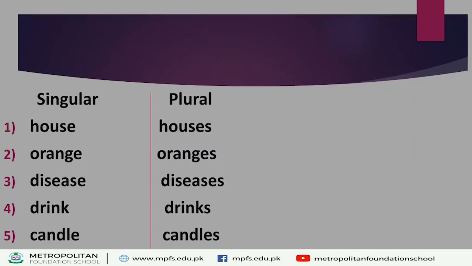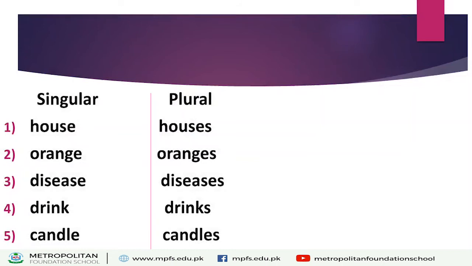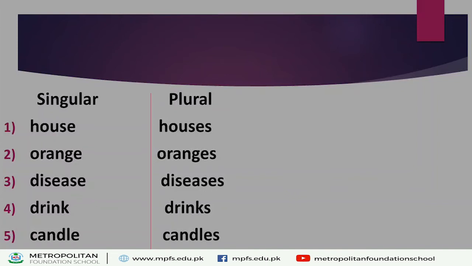The second one is A: You are not allowed to swim in the sea at night. B: Read the poem aloud so that all of us can enjoy it. In number 2, aloud and allowed are the same in pronunciation, but they have different meanings and spellings.